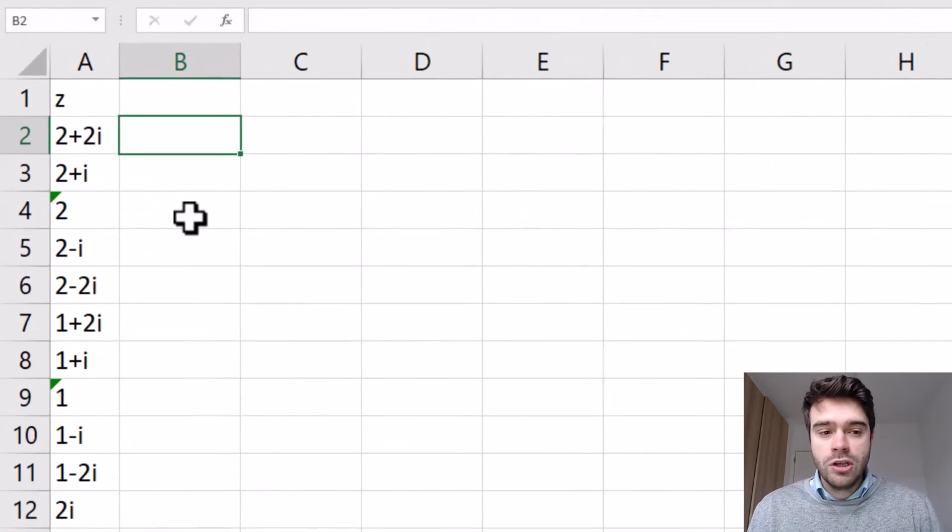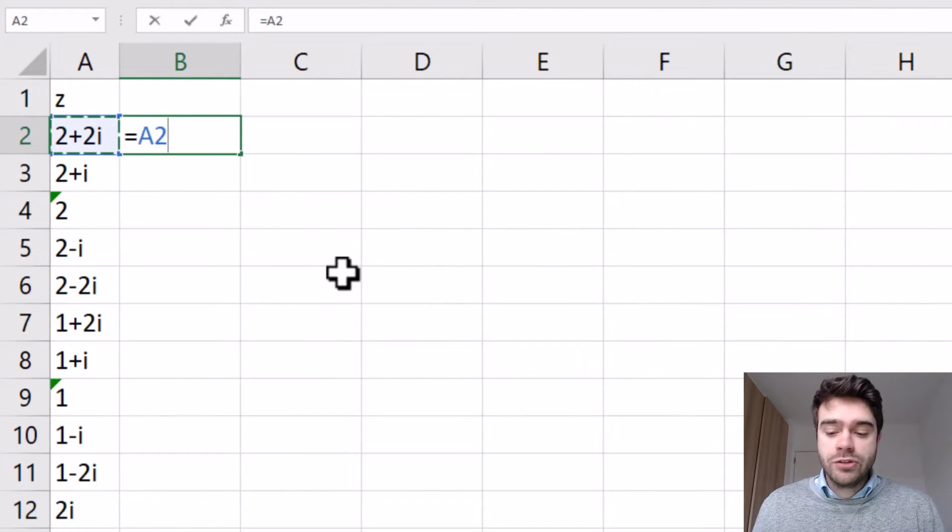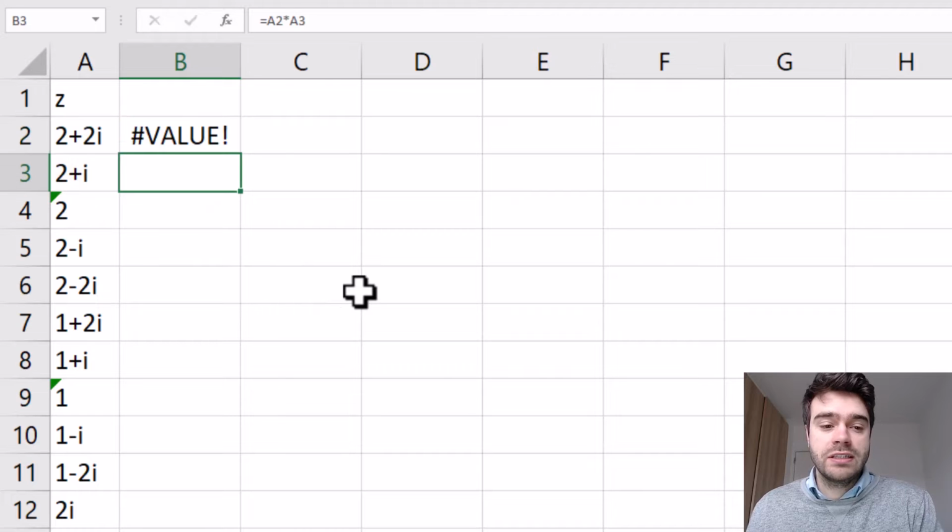with real numbers. So if I was working with real numbers instead of complex numbers, I would select the first number, then type an asterisk to indicate that I want to multiply, and then I supply the second number and press enter. Unfortunately, when doing this with complex numbers, you will receive a value error. The reason for this is that complex numbers are considered to be text or strings in Excel, and we cannot do any kind of calculations with them.